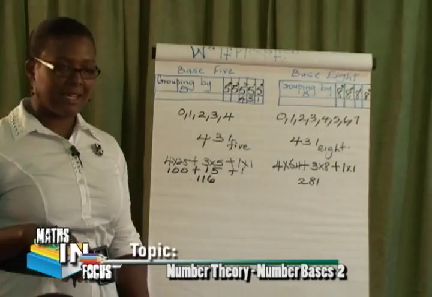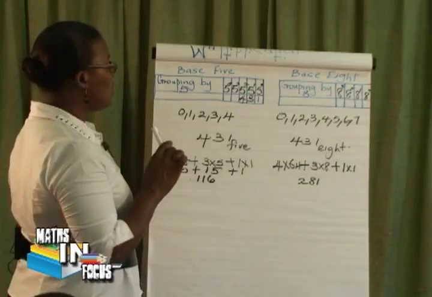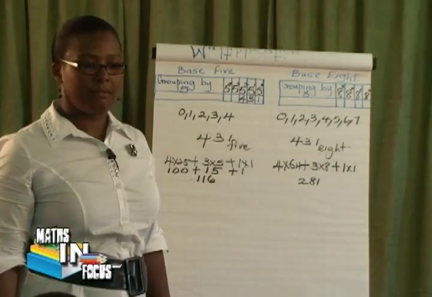And why did you use 8 to the second power? Because it is in the hundreds column. Why didn't you use 8 to the third power? Because we skipped a column. Because you would have skipped a column and arrived here.